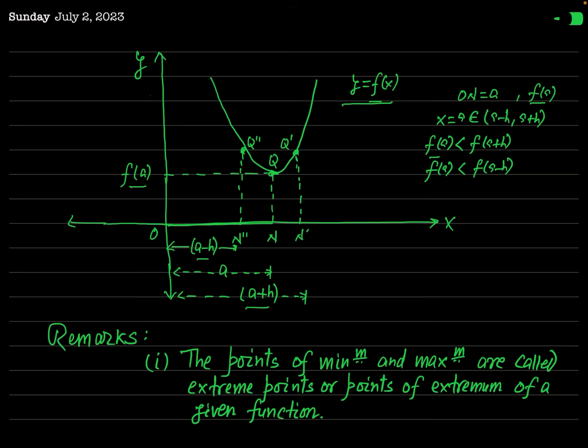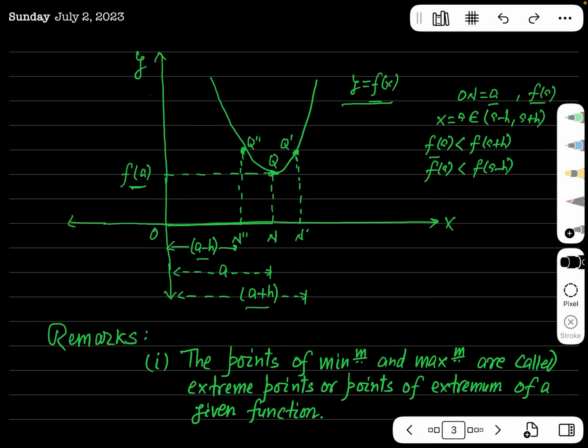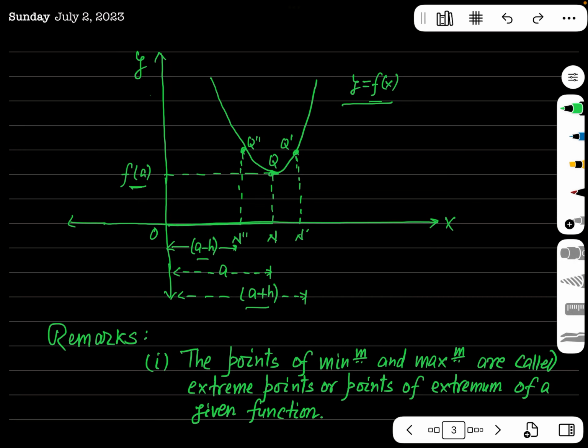It means if the value of a function at a particular point x equal to a is smaller than its values at the neighboring points, then we say that the function f of x has a local minimum value at the point x equal to a. And this f of a will be called its local minimum value. Again, I have mentioned all these facts for your convenience, so you can write down these facts in your notebook.